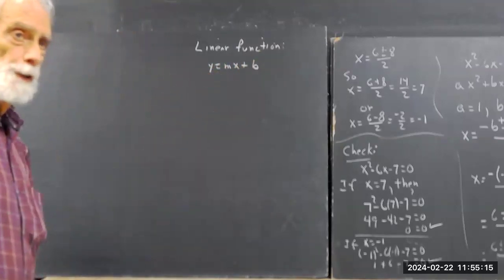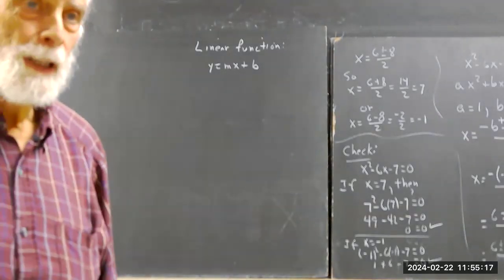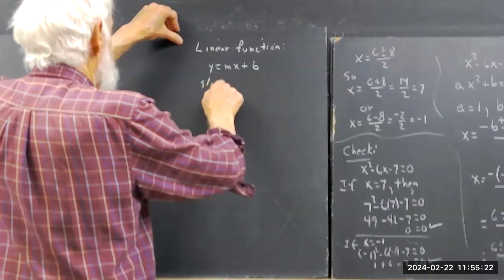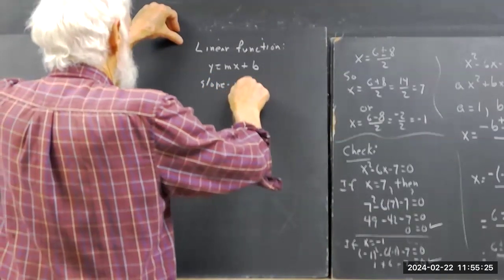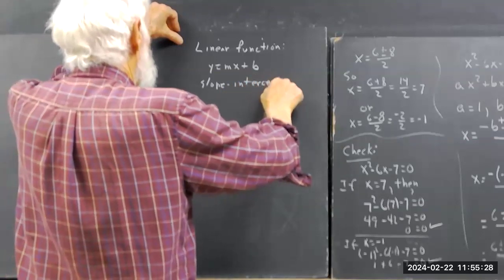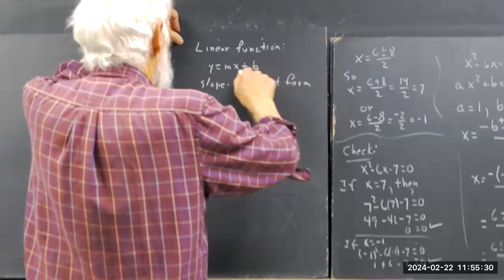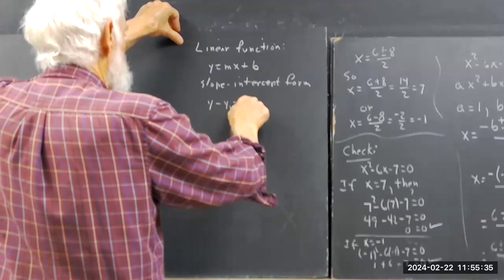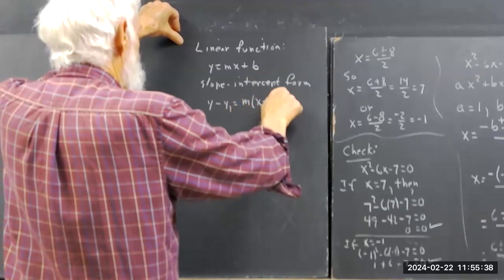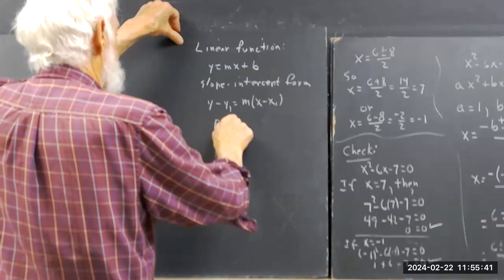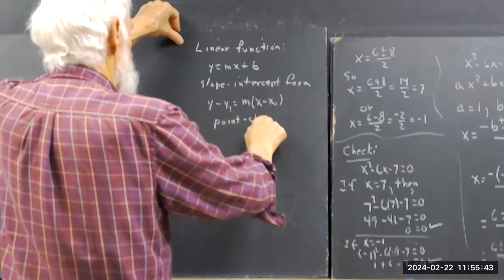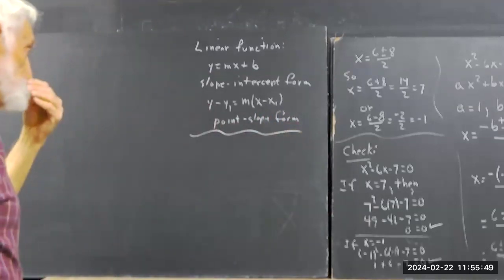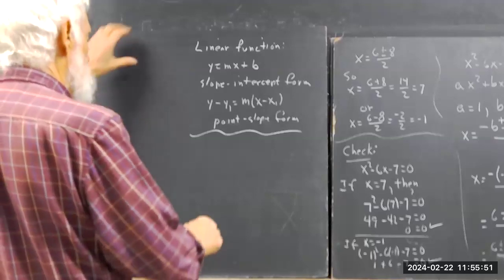Linear functions: y equals mx plus b. That's one form. This is called the slope-intercept form. There's another form. This is the point-slope form.